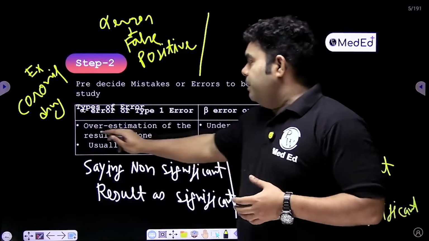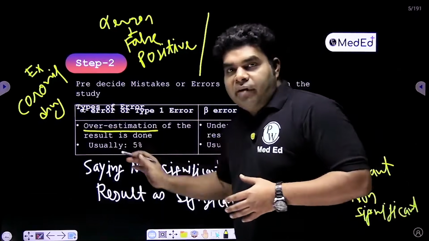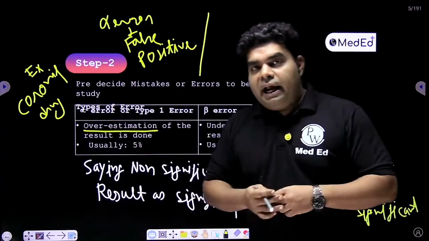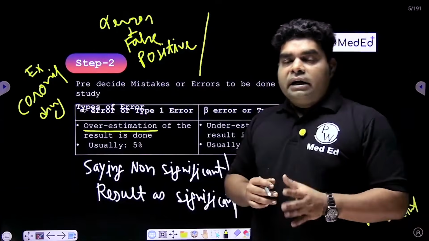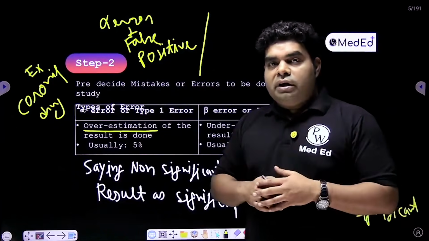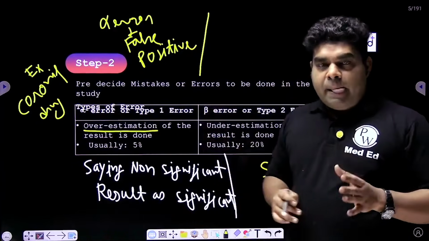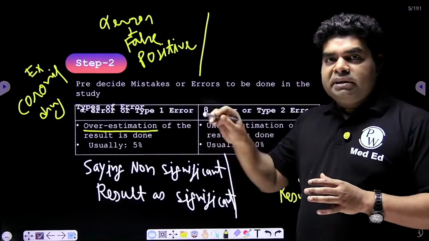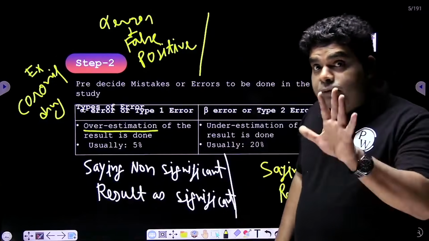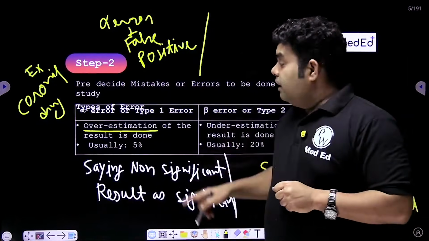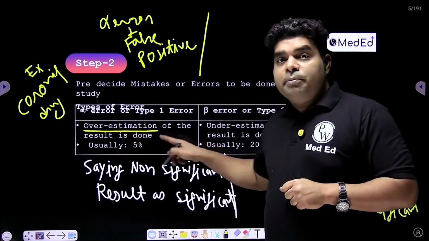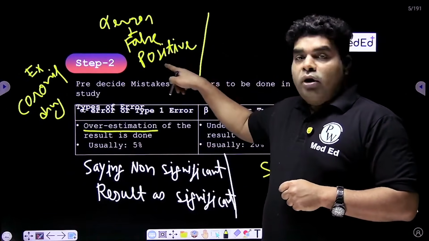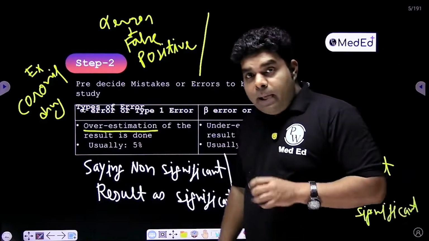When you overestimate yourself, that is alpha error. For example, in the upcoming IMNCI exam, if you thought that I will attend 80% of questions and leave 20%, and in that 80%, 5% I can wrongly mark. So those 5% which you are wrongly marking, that is alpha error, where you overestimate yourself, thought the result is positive, but you were wrong, false positive.